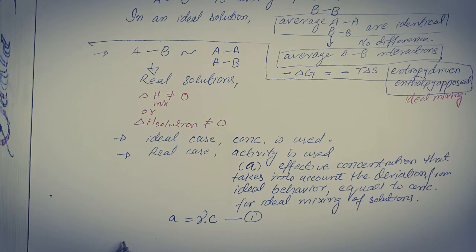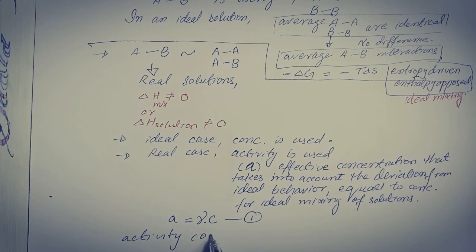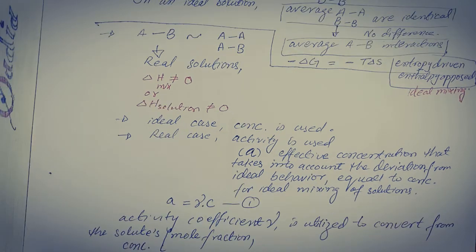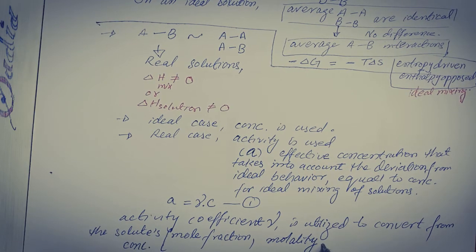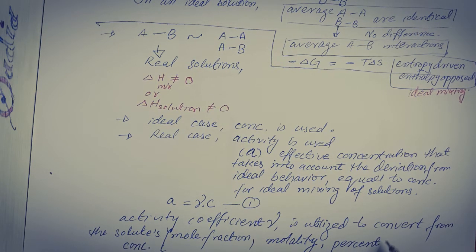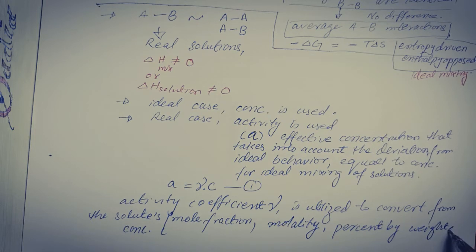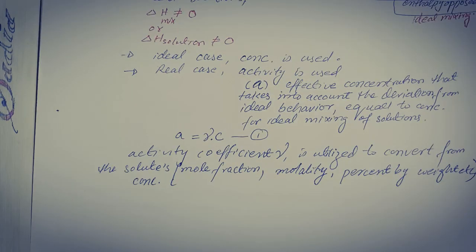So here an activity coefficient, that is gamma, is utilized to convert from the solute's concentration, which can be either mole fraction, molality, percent by weight, etc. So here let's consider an example of sodium chloride.